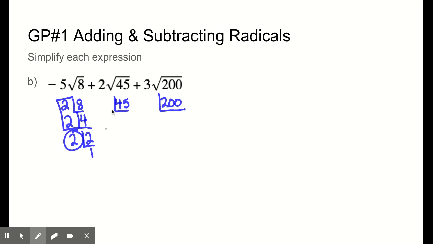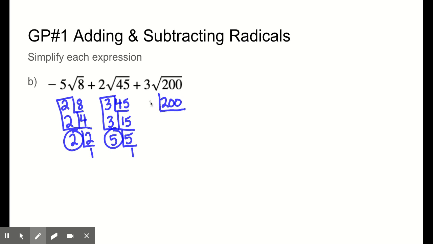For 45, it is not even, therefore it is not divisible by 2. 4 plus 5 is 9, so it is divisible by 3. 3 times 15. 15 is also divisible by 3, 3 times 5, and 5 times 1. We have a pair of 3s and a leftover 5.